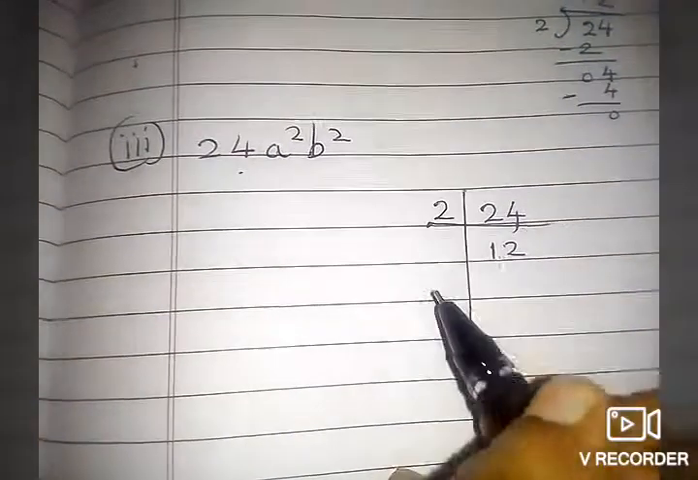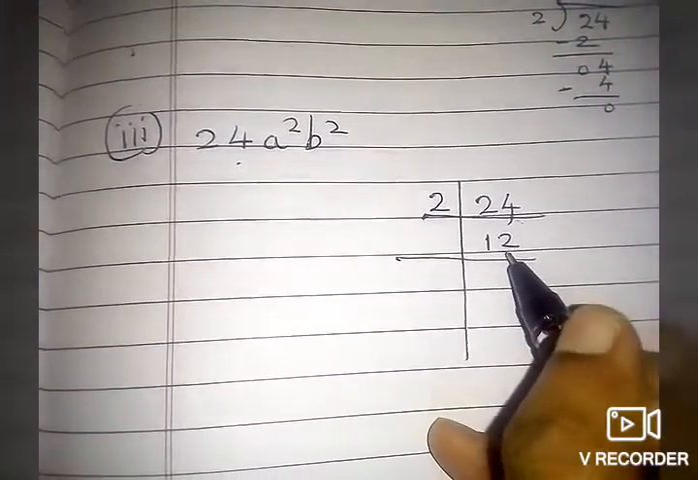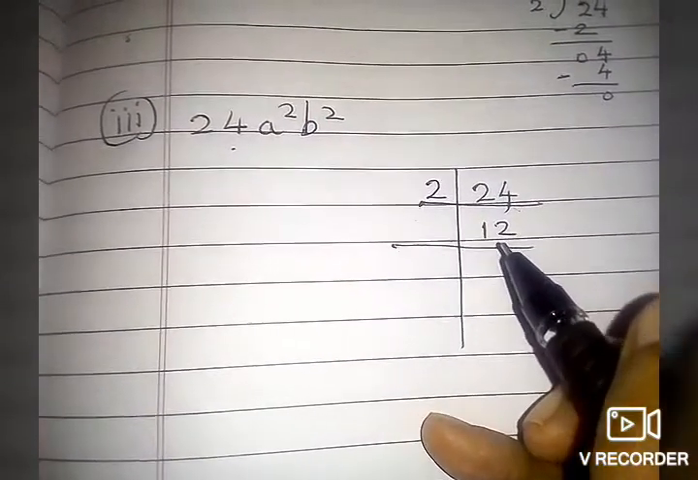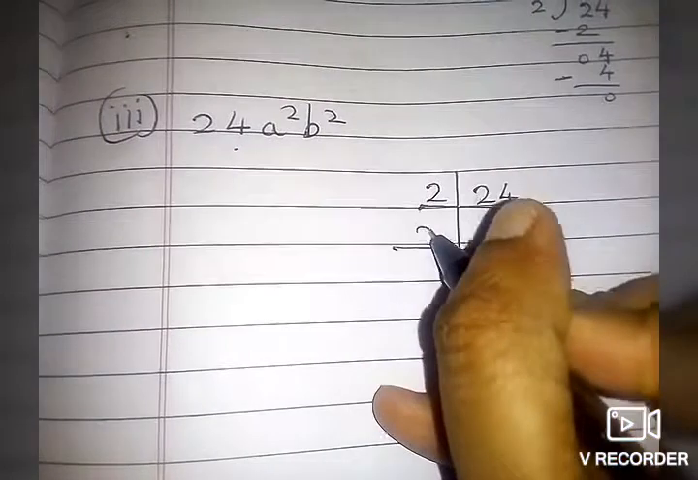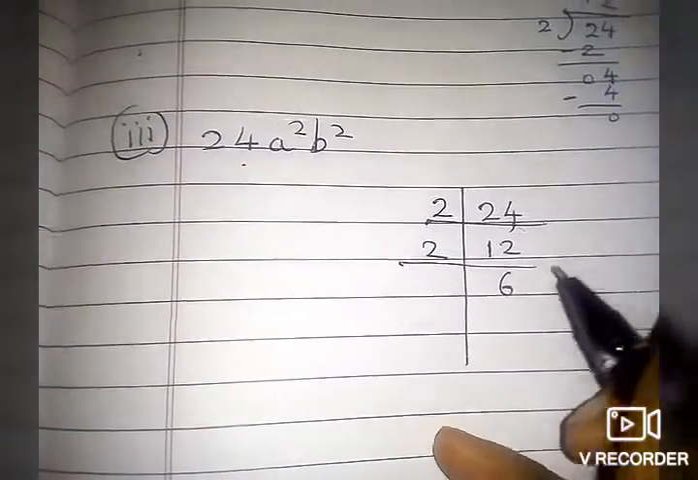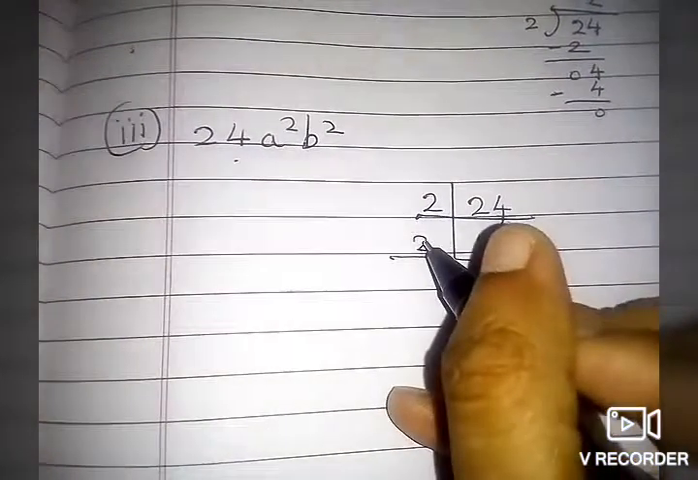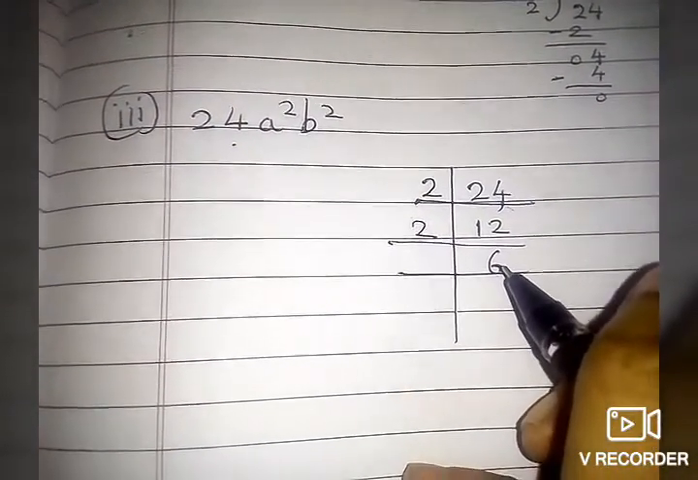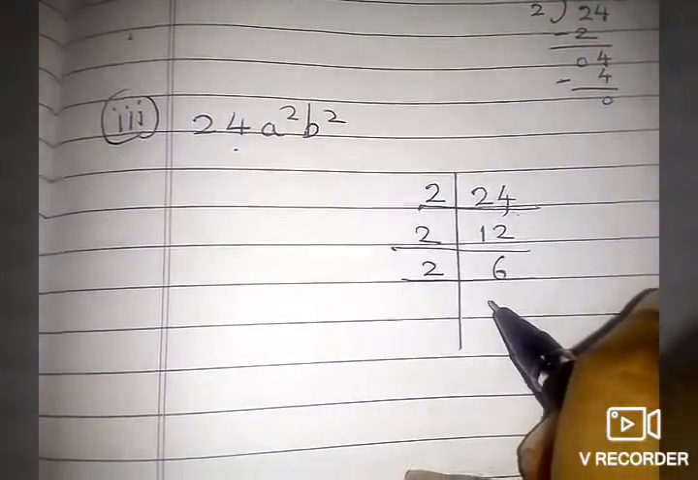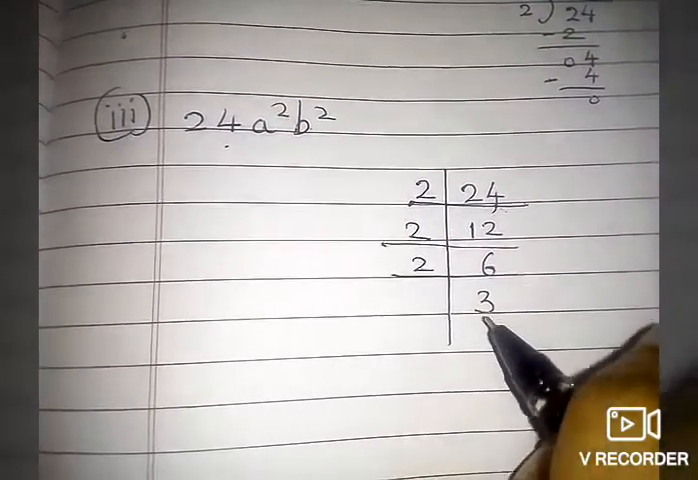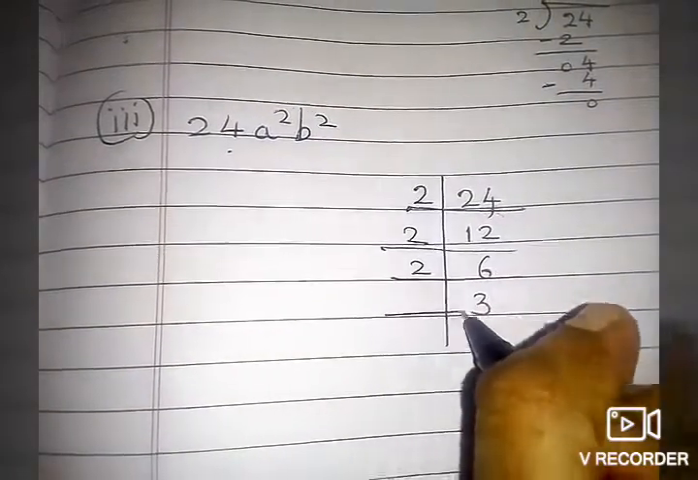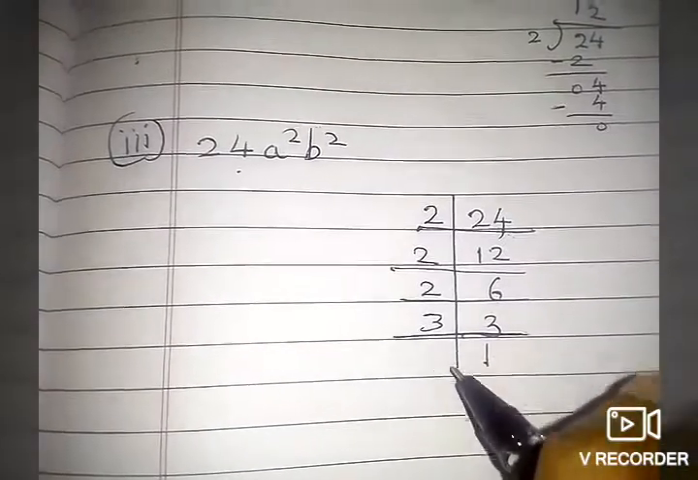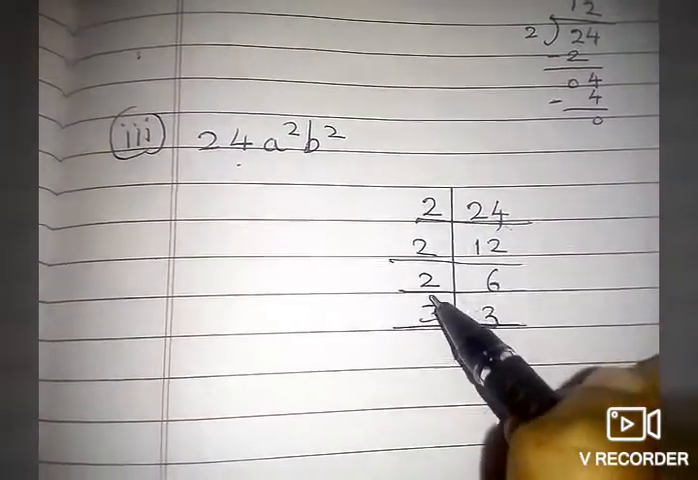Okay. So again, now here number 12 is there. Unit place 2 you have. Again it is divisible by 2. 2 6s are 12. Quotient is 6 and divisor is 2. Number 6 again is going in the 2 table. 2 3s are 6. 3 is a prime number. 3 ones are 3.